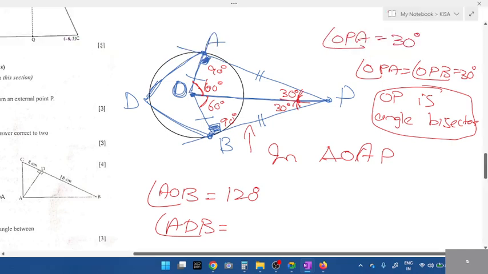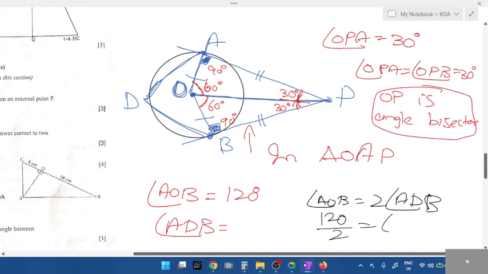Where is ADB formed? So the center is equal to... AOB is equal to 2 times ADB. What is AOB? The answer is 120. 120 divided by 2, what's the answer, students? This will be 60. Is this clear?